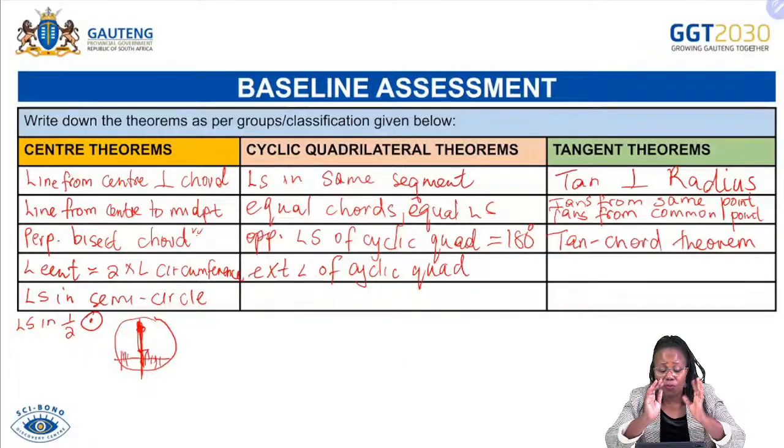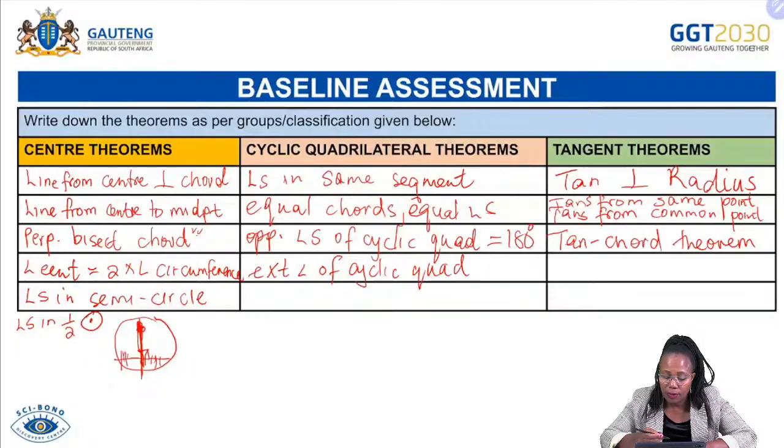Grade 12, basically you must know these theorems by heart and how to classify them, and then the shapes of each theorem. How is it represented in terms of a diagram? Okay.